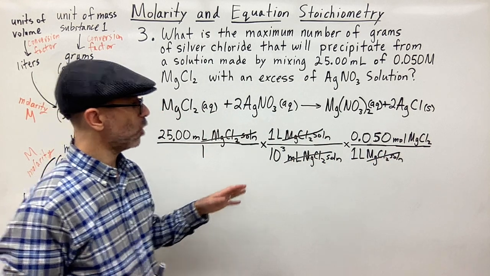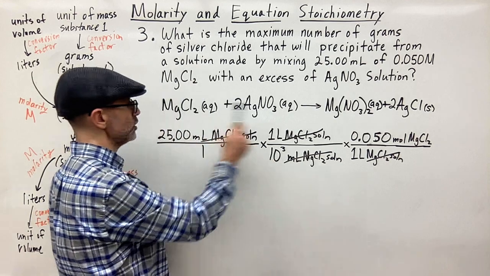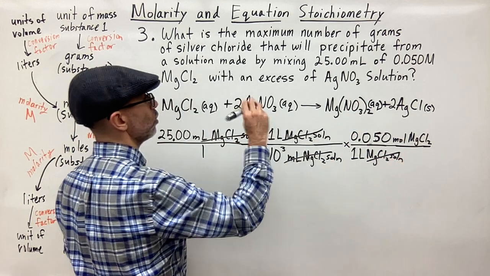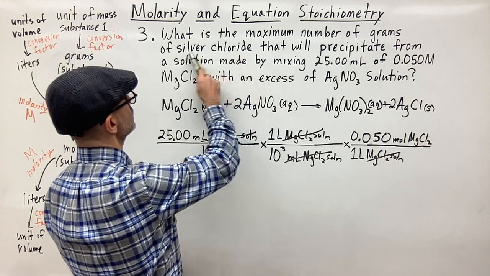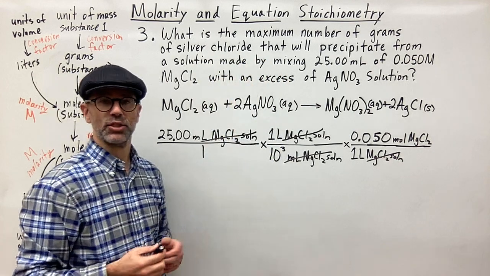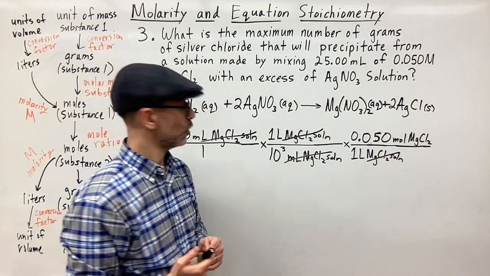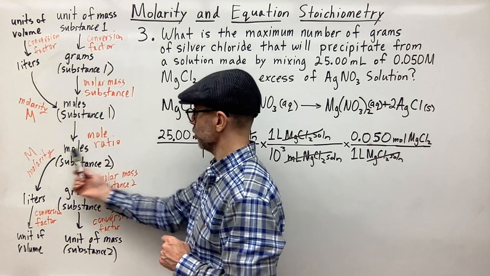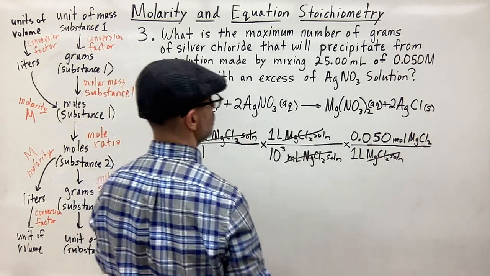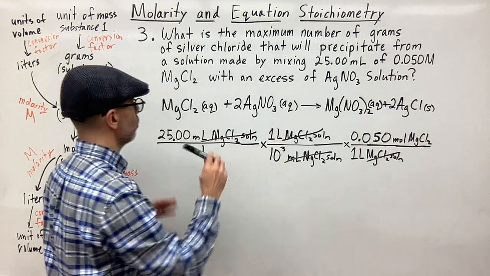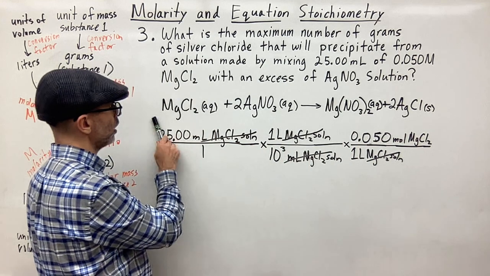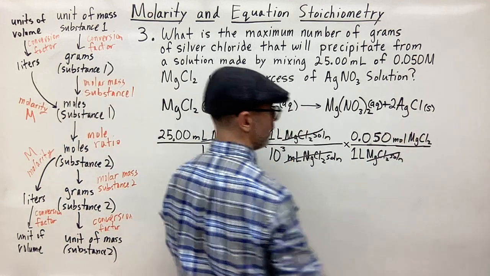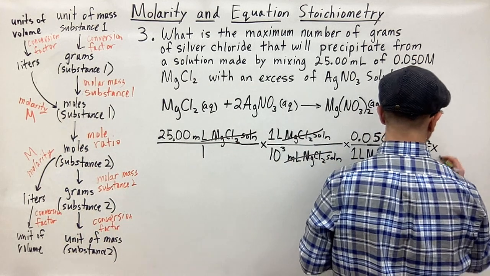So now that I have moles, I can use the mole ratio to convert from moles of MgCl2 to moles of the silver chloride, because that's what I'm interested in. So now I'm going to use the mole ratio to convert to the second substance, silver chloride. So what's the mole ratio? 1 mole of magnesium chloride to 2 moles of the silver chloride. So I'm going to go ahead and do that.